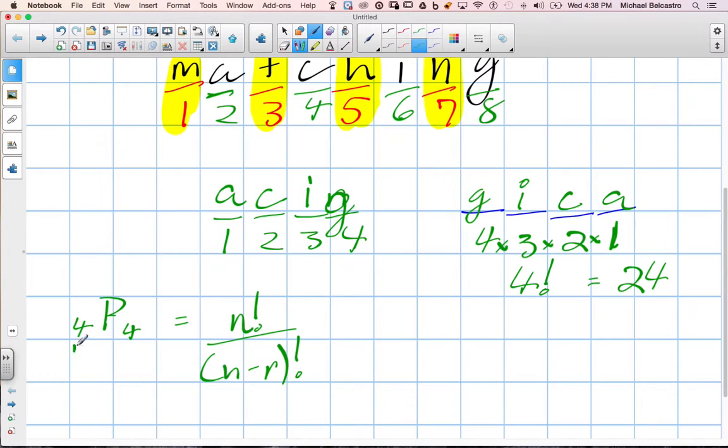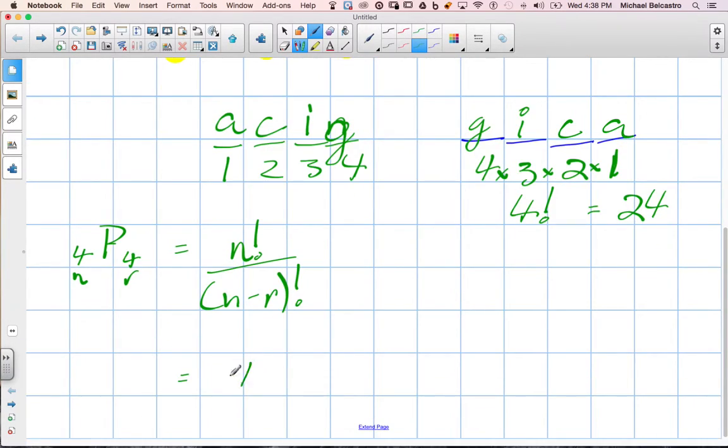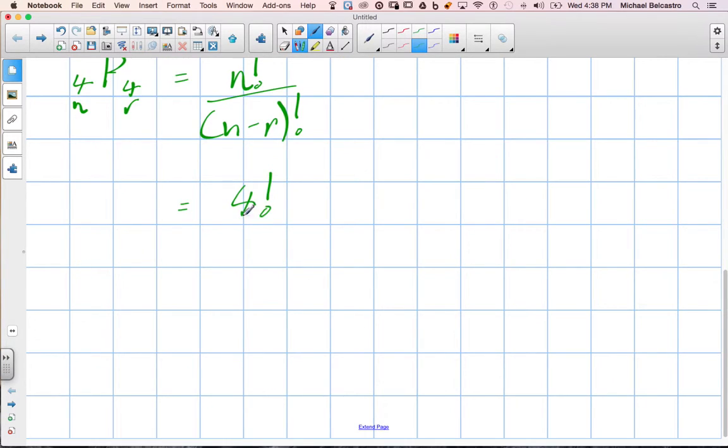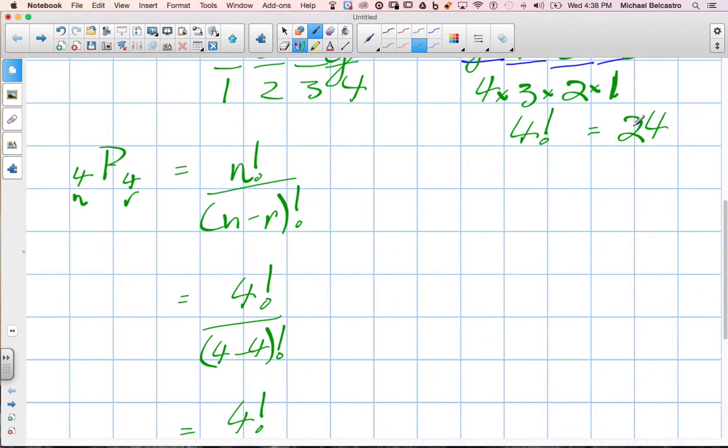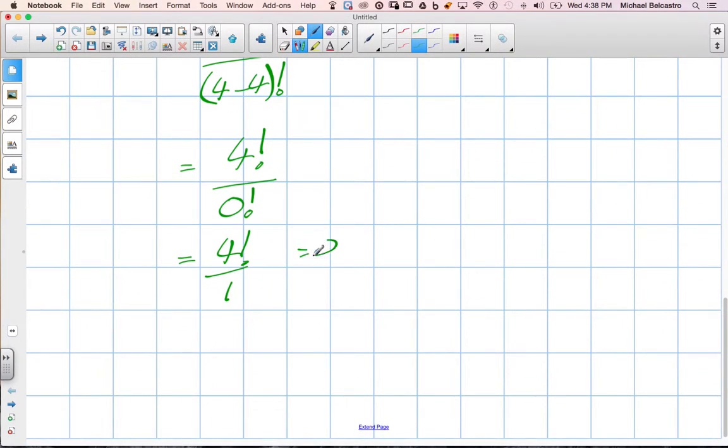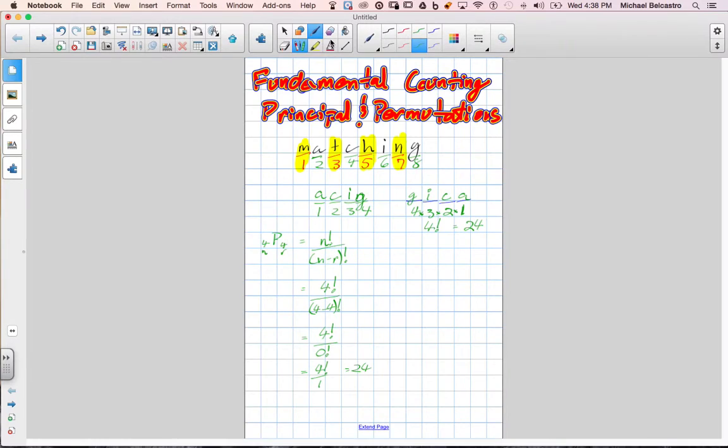Your n is usually your first term and your r is your second term there. So if that's the case, you have 4 factorial over 4 minus 4 factorial. 4 factorial divided by, do you know what 0 factorial is? 1. That's right. So you're looking at 4 factorial divided by 1. 1 is unimportant, so really it's 4 factorial, and we already solved that way up there. The answer is 24.